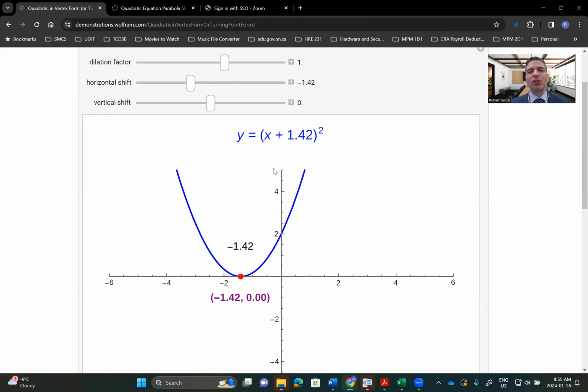A mental hack is just to look at the equation and say, look, it says x plus 1.42. It did the opposite. It went left. If you see a negative in the brackets or subtraction here, it means it went right. So you're kind of doing the opposite. That's just one mental hack way of looking at that.